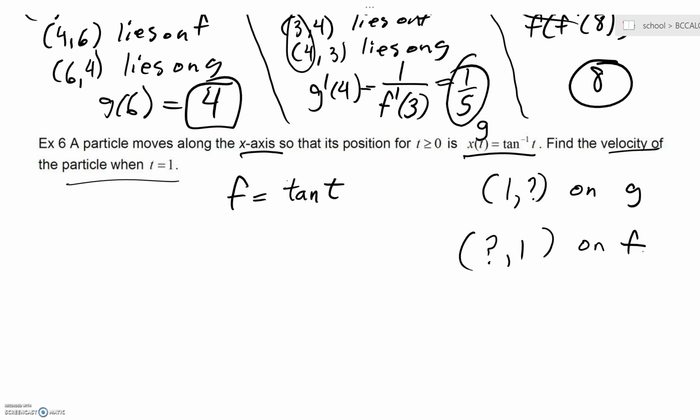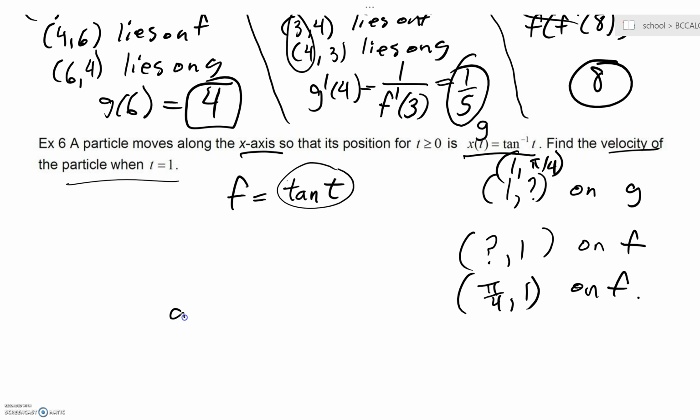What angle would I have to plug into tangent to get a 1? What do you think? Pi over 4. I could say pi over 4 comma 1 is on f. So that means 1 comma pi over 4 lies on g. So g prime of 1 is 1 over f prime of pi over 4. What is f prime? What's the derivative of tangent, guys?